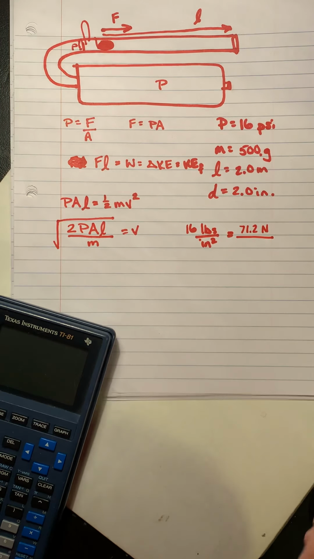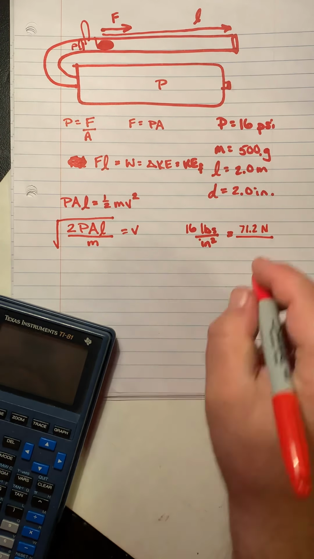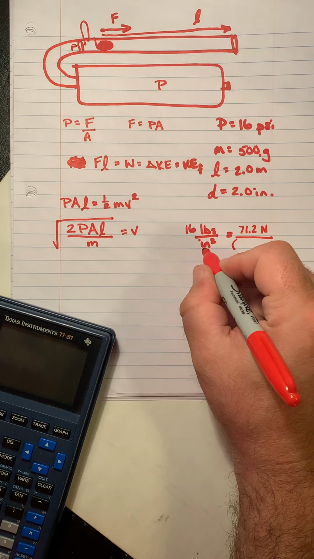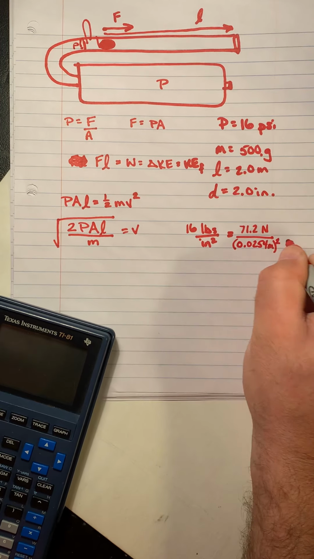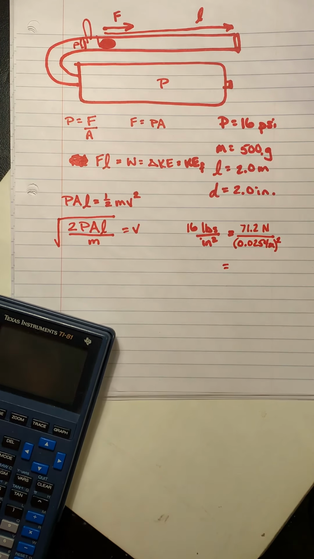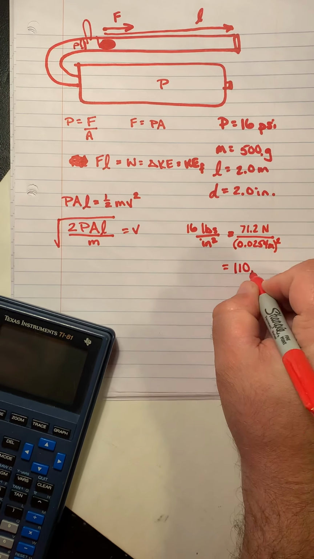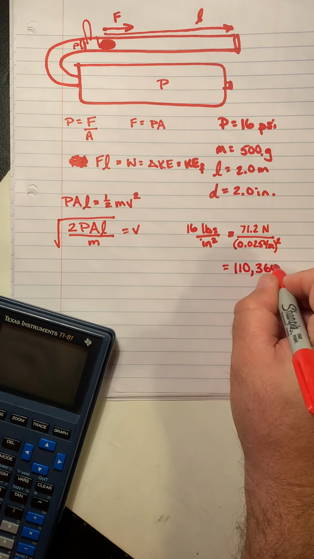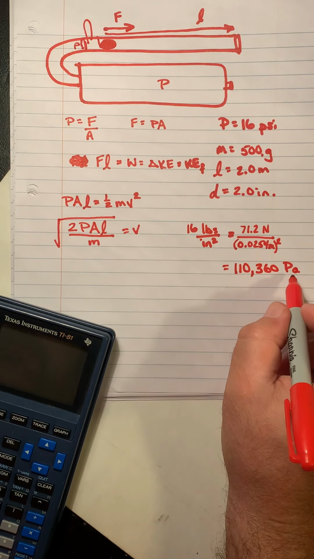And I have square inches. So I know that 1 square inch, I'll just substitute that down here. 1 inch is going to be 0.0254 meters, and that would be squared. So the pressure then would be 71.2 divided by 0.0254 squared, and I get a very big pressure of 110,360 pascals. Okay, so there's my pressure. That's in the appropriate units.